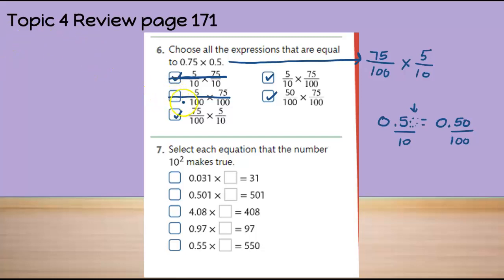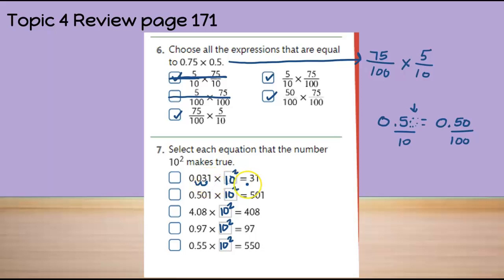So we're going to continue on with number 7. It says select each equation that the number 10 to the second makes true. First things first, you need to fill in these boxes, 10 to the second power. And remember, when we multiply decimals by the powers of 10, we move our decimal to the right. The exponent tells us how many places. So all we have to do is move our decimal once, twice.